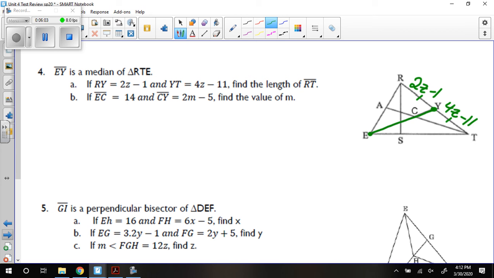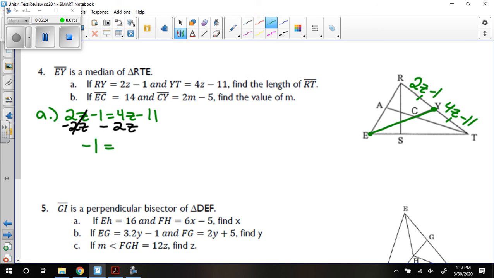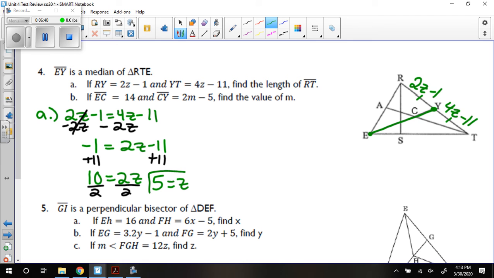So since I know this is a median, for part A, I can set those two equal to each other. 2z minus 1 equals 4z minus 11. And then we can solve by subtracting our 2z. We got negative 1 equals 2z minus 11. We can add our 11. So we have 10 equals 2z. Divide by 2. So 5 is what z equals.